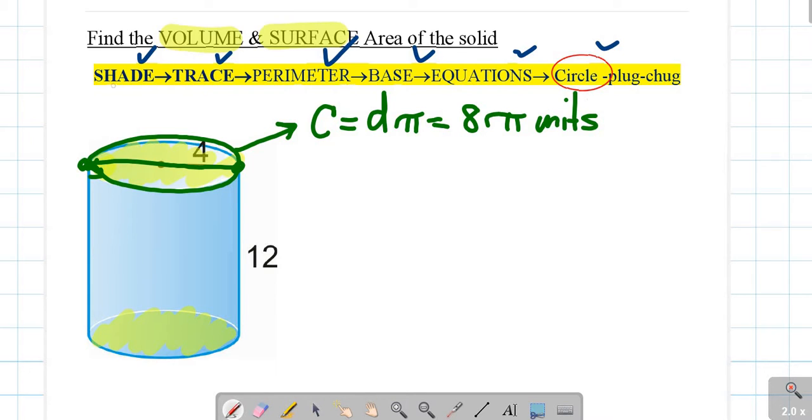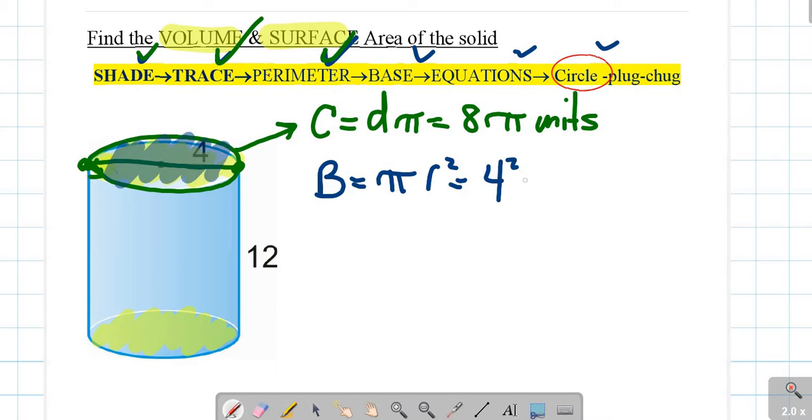Got it? Okay. We shaded. We traced. We did our perimeter. Now we find the area of our base. So lightly shade, again, one base. We're going to use capital B here. That means area of, and that's a circle, so we're going to use pi r squared. That's 4 squared times pi, so we have 16 pi units squared. Shade, trace, perimeter, base.